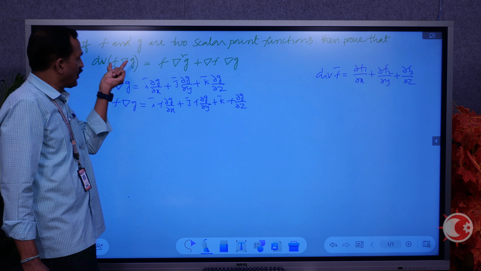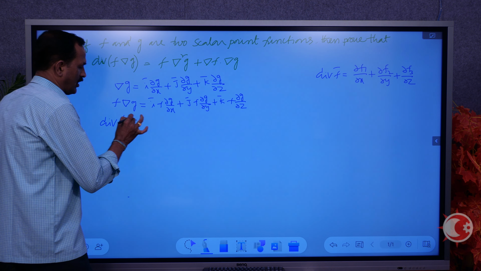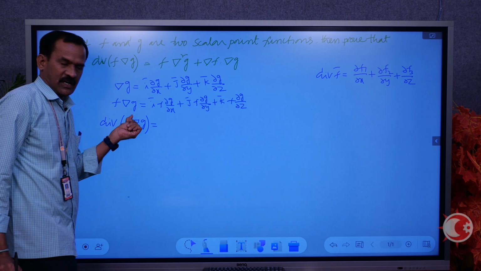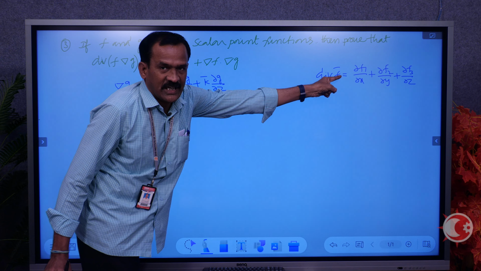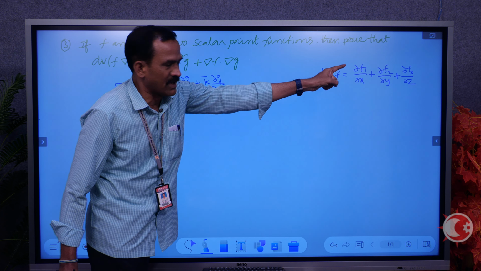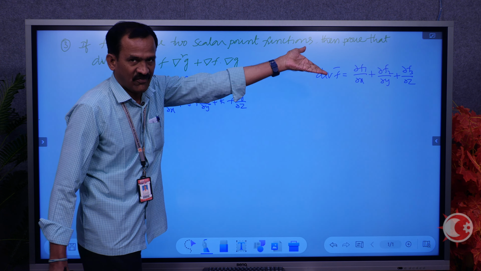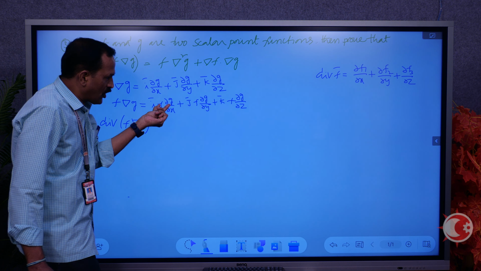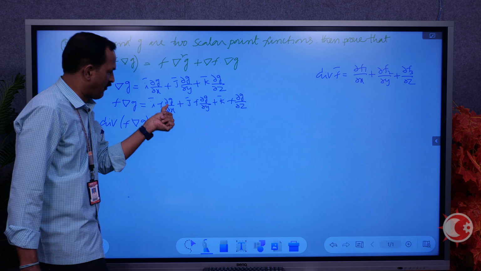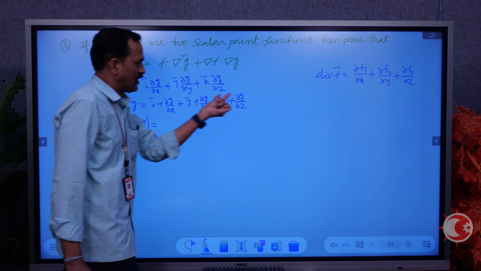For that f del g, we have to apply div. So take div of f del g. Now that f del g is a vector, let it be f bar. Now div f bar, we have that formula, dou f1 by dou x plus dou f2 by dou y plus dou f3 by dou z, where f1, f2, f3 are nothing but here f dou g by dou x, this is f1, this is f2 and this is f3. It is in the form f1 i bar plus f2 j bar plus f3 k bar. Now f1, f2, f3 we have.